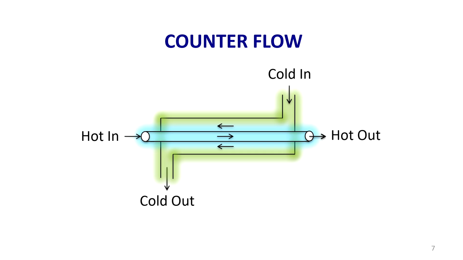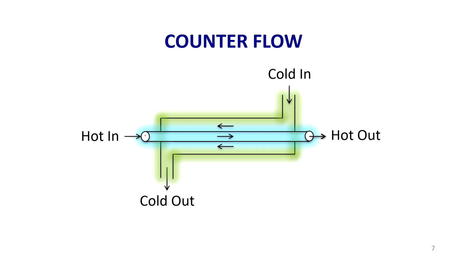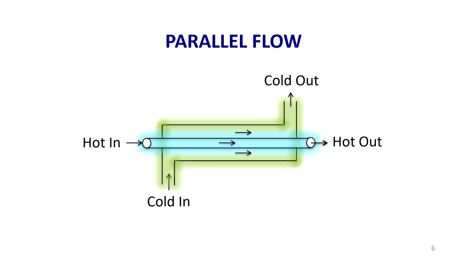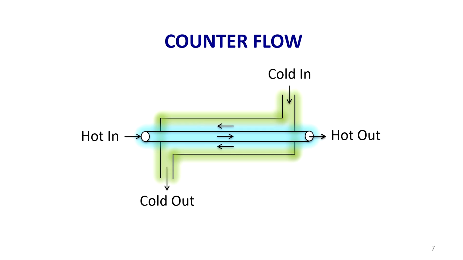Counter flow is just opposite to the parallel flow heat exchanger. Here you can see the hot fluid. If you compare this schematic with the previous one, there is no change in the direction of flow of the hot fluid from left to right. In the previous one, cold fluid was entering from the bottom and moving towards the right side. So, the direction of flow is the same, whereas here it is entering at the top.